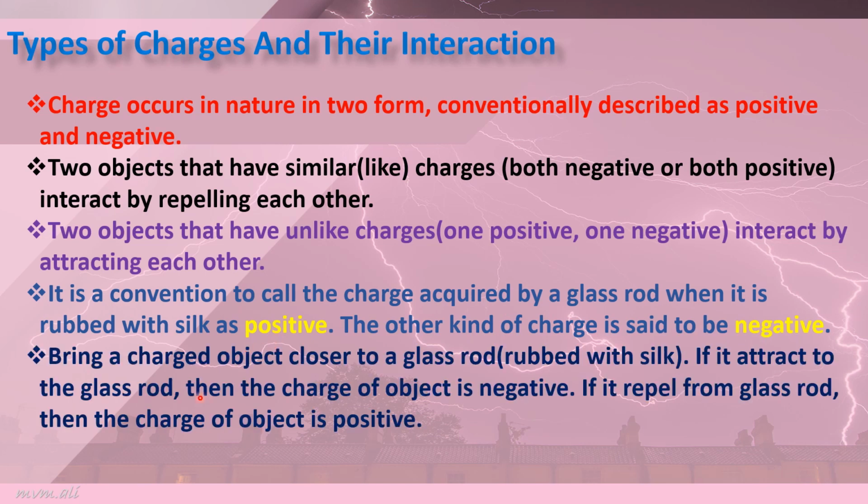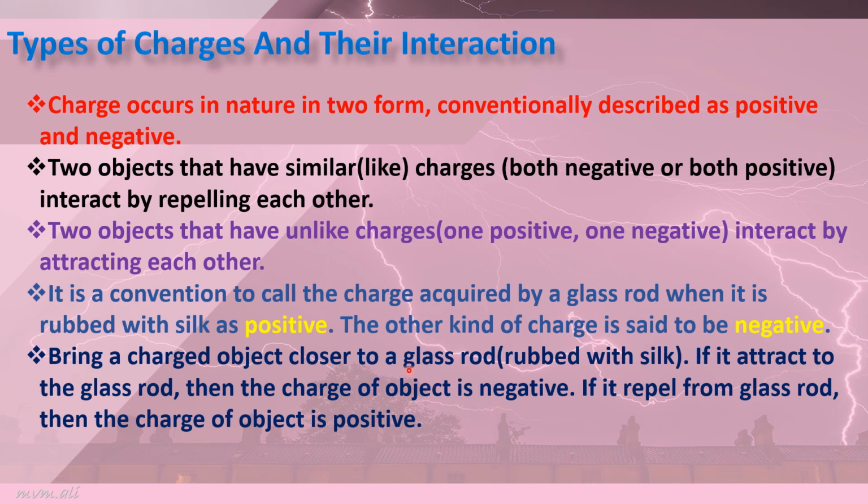Clear? So how can we use this standard convention? Bring a charged object closer to a glass rod rubbed with the silk. That means the glass rod is already charged. If it attracts to the glass, then the charge of the object is negative. Why?